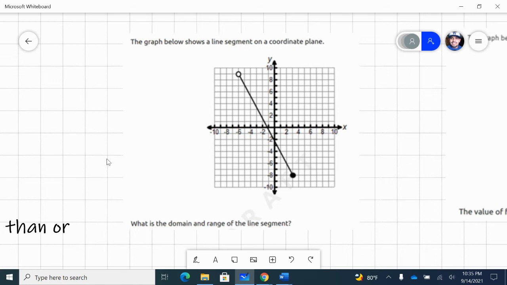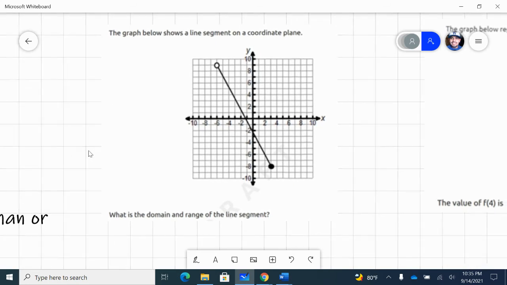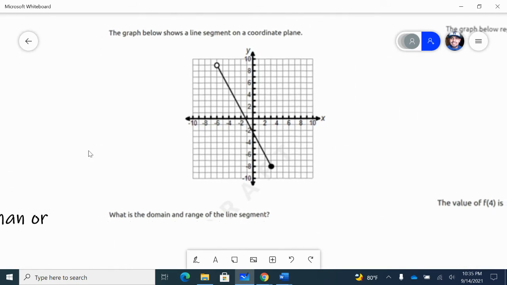Problem number 2 says, the graph below shows a line segment on a coordinate plane. So now we have a line segment, right? So again, what is the domain and range? First thing we need to do is, again, identify what is important. So I'm looking for domain and range. On your piece of paper, make sure that you are highlighting these words.